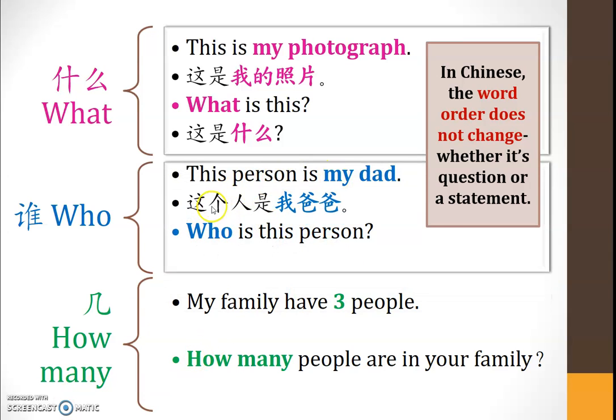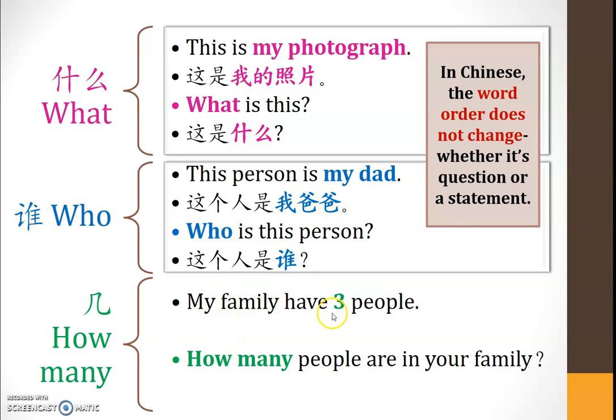This person is my dad. 这个人是我爸爸. So if we want to make this colored part of the sentence to be the missing information, saying who is this person, then it would be 这个人是谁. See, so 谁 replaces 我爸爸.